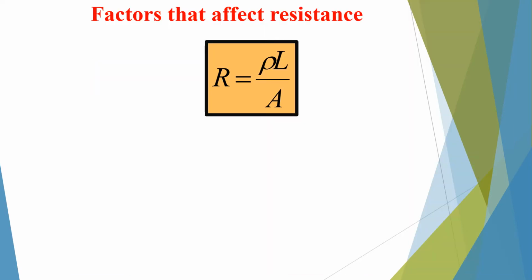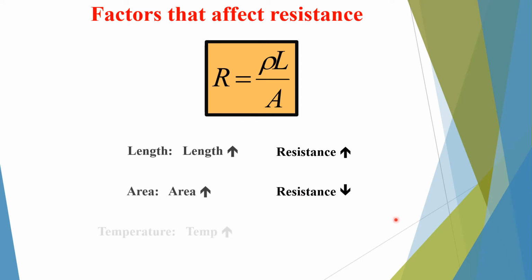Factors that affect resistance, we have already discussed this in previous lecture, but I'm just recalling it. As we know that resistance is equals to rho into L divided by A. So with increase in length, resistance increases. With increase in area, resistance decreases. And with increase in temperature, resistance increases in conductors.